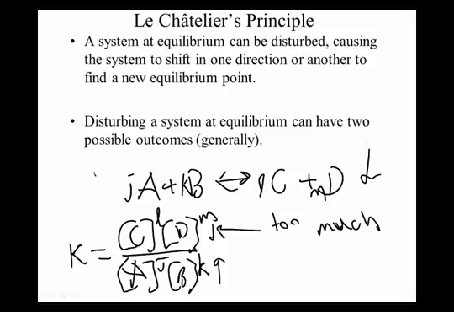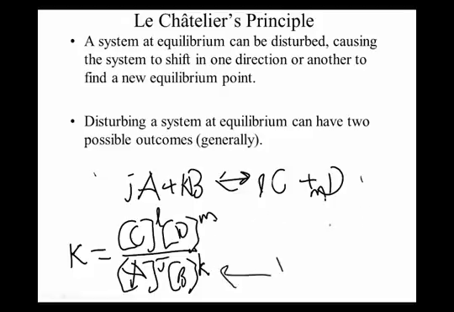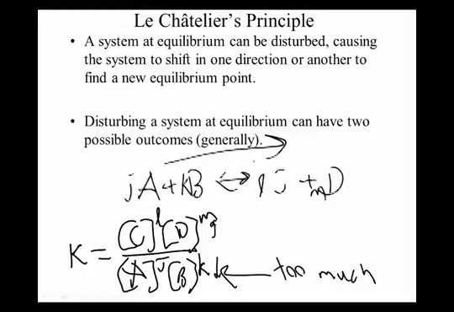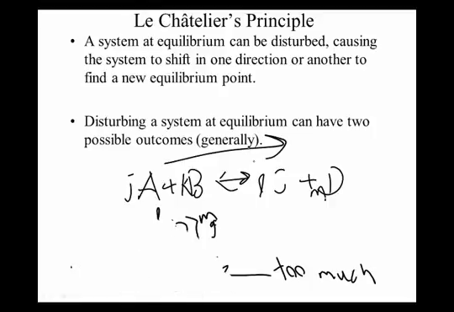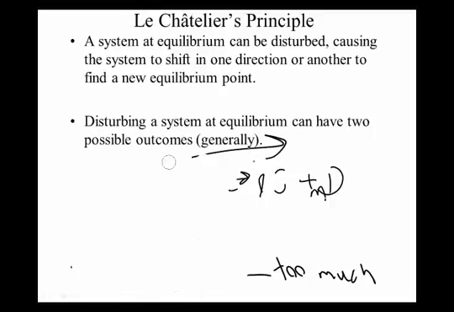The other situation is if I have too much reactant, in which case it's going to go forward to get rid of the reactant and make product and get back to K. Okay, so there's two outcomes. Which I've really just covered, but I'll put it in print for those of you for whom that is easier.